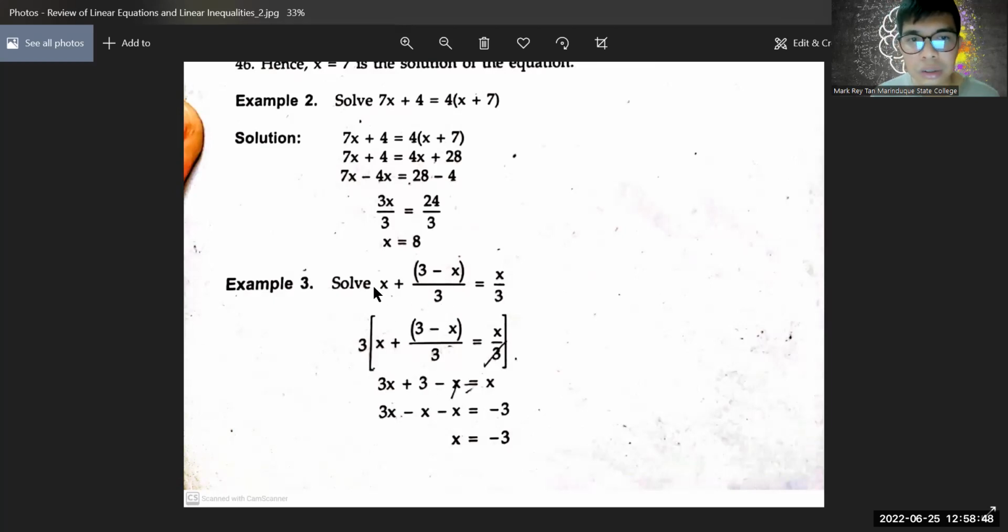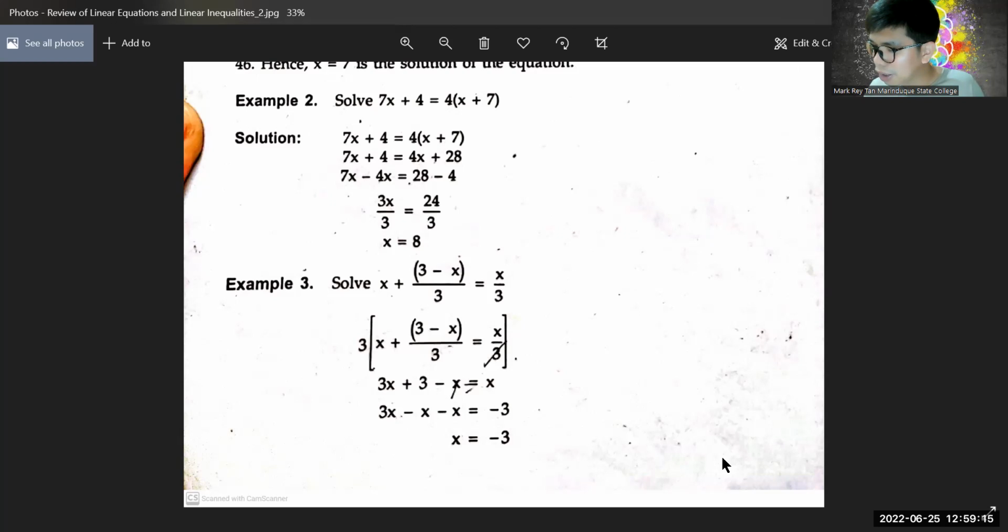So we have here negative 3 plus 2. So that is negative 1. On the right side of the equation, we have x as negative 3. So this is negative 3 over 3, which is also negative 1. So when you check this, it's going to be negative 1 equals negative 1.